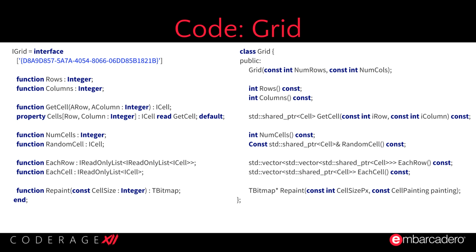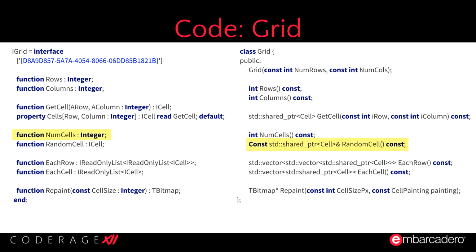Delphi on the left and C++ on the right. So grid is basically a container of cells. It has a number of rows and a number of columns, and you can ask how many rows and columns it has. It lets you get access to any cell at a particular row or column. It has a certain number of cells, and it also gives you a random cell if you ask it. This is useful for some algorithms.